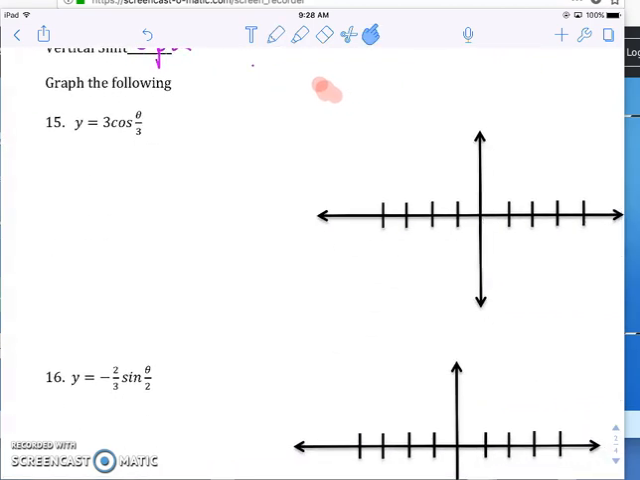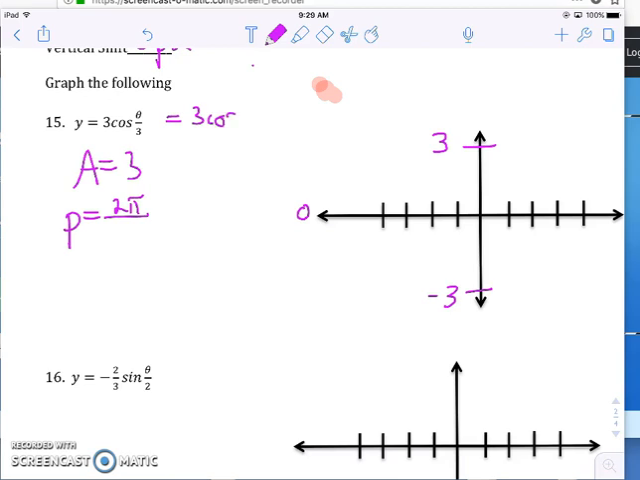So the next one, we're asked to graph this. Well, our amplitude is 3, and there's no vertical shift. So our midline is 0, 3, -3. Our period, 2 pi divided by, well, this is the same as 3 the cosine of 1/3 theta. So 2 pi divided by 1/3. So that equals 2 pi times 3 over 1, which is 6 pi.